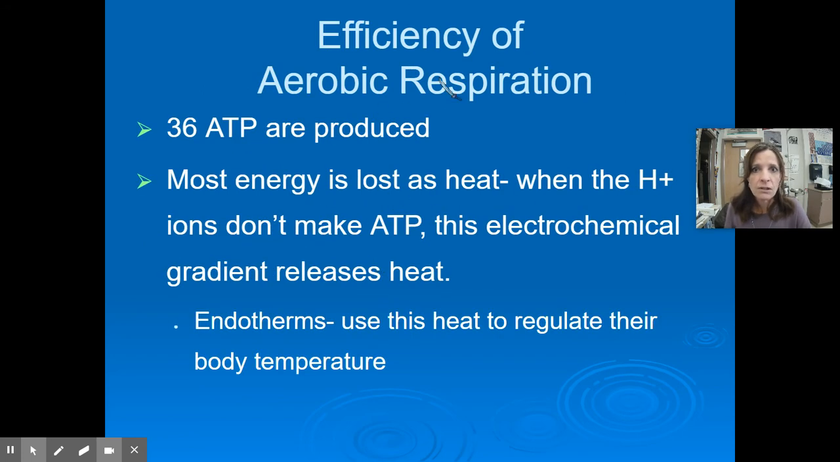So what is the efficiency? Why is aerobic respiration so important? From one glucose molecule, you get 36 ATP. However, most of the energy is lost in heat. So when the hydrogen ions don't make ATP, the gradient releases heat. And another vocab word that's important is endotherm. You are an endotherm, which means that you regulate your body temperature from within. And so this release of heat from all of these hydrogen ions being concentrated on one side of the membrane allows us to regulate our body temperature.